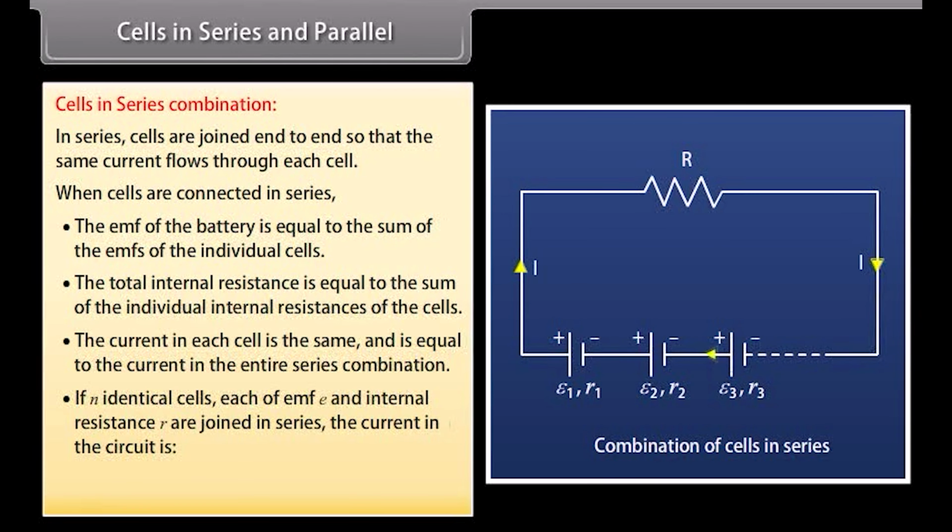If n identical cells, each of EMF E and internal resistance r, are joined in series, the current in the circuit is equal to nE divided by R plus nr.